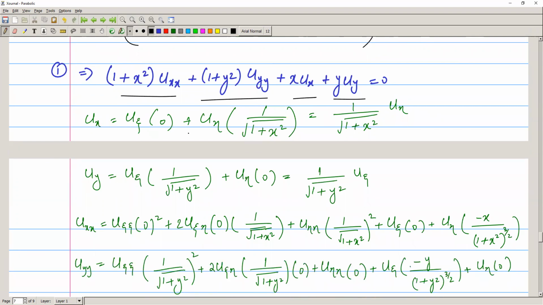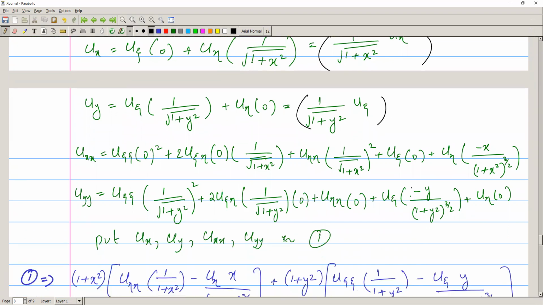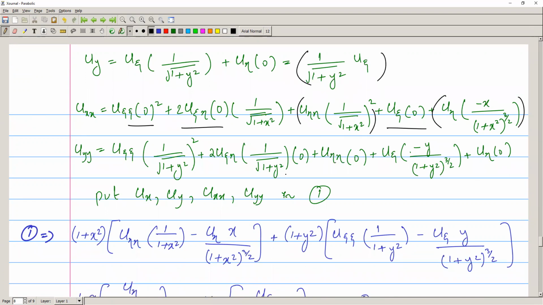Now we'll plug in the values. So ux will be equal to this function, that is 1 over the square root of 1 plus x squared times u eta. Uy will be equal to this function by simplification, and then uxx is this function. This is 0, this is 0, this is 0, so only two non-zero terms, that is this term and this term, right? And again in uyy we will be left with only two non-zero terms, this term and this term, right?